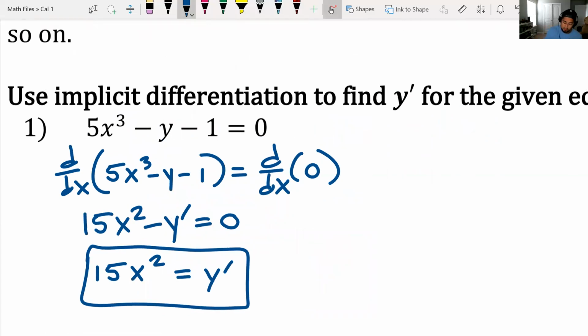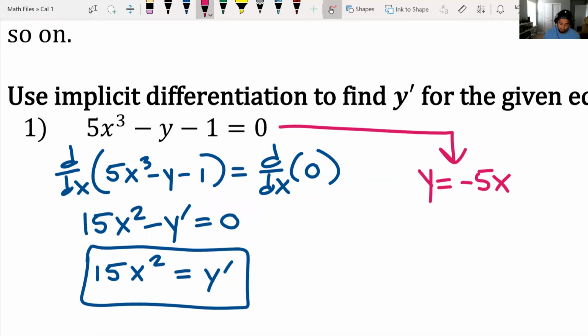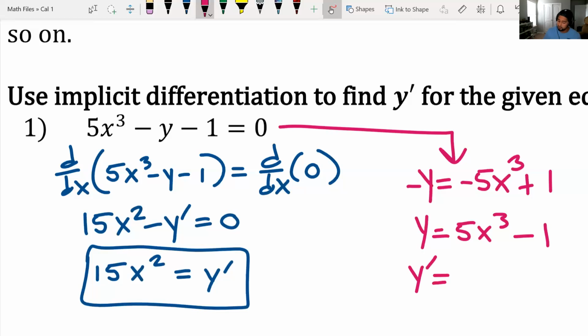Let's say I wanted to solve this one for y. Then I would move the 1 over, and I would move the 5x cubed over. You would get y equals negative 5x cubed plus 1. Then divide by -1, and you get y equals 5x cubed minus 1. Now take the derivative, and you would have y prime equal to 15x squared.